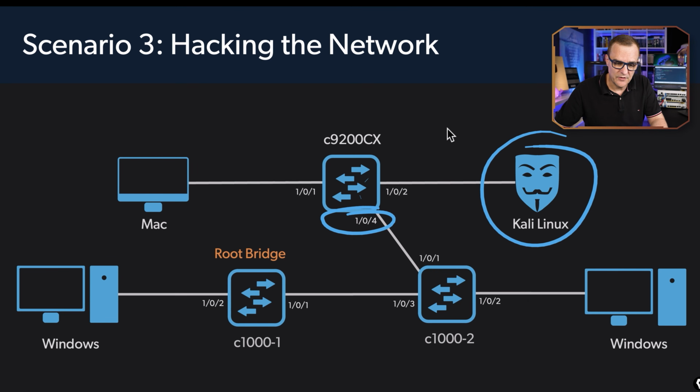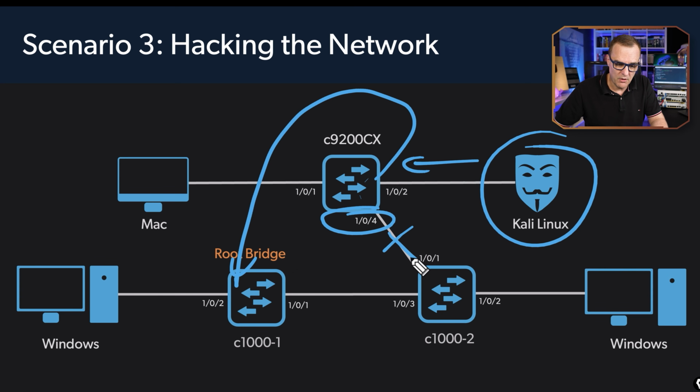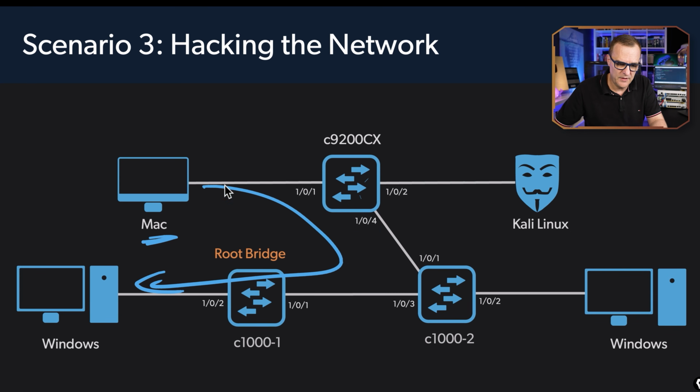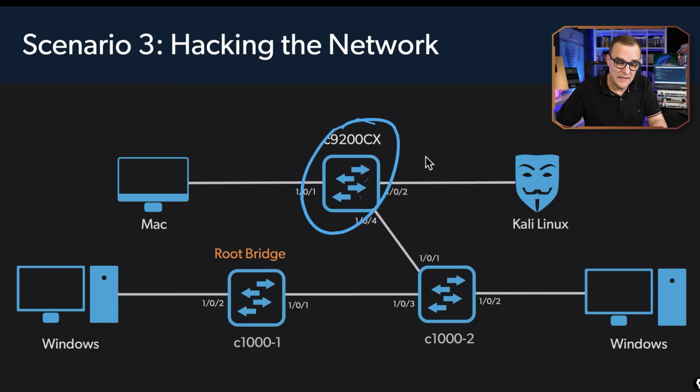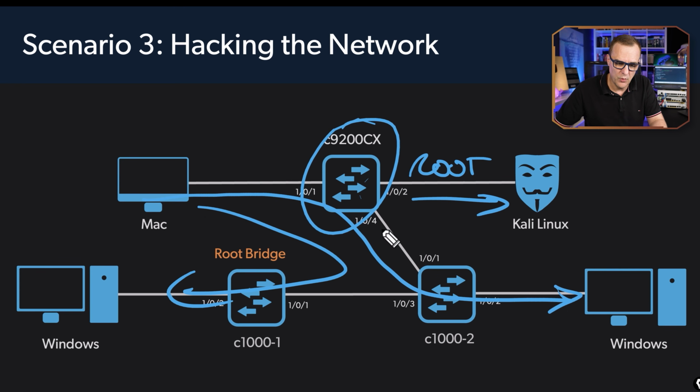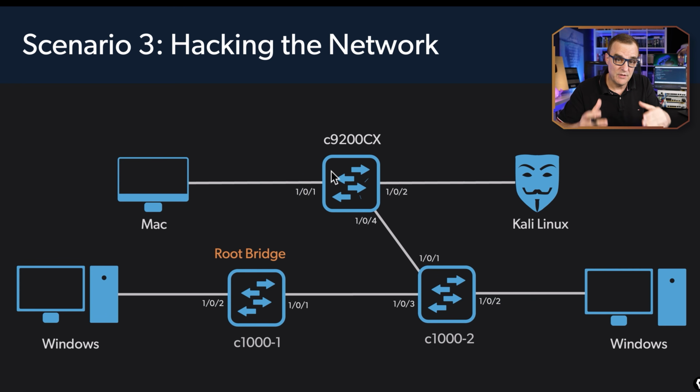But Kali Linux is now going to send BPDUs saying that it has a better path to get to the root bridge. So basically, we're going to tell this switch to use that path to get to the root bridge, which means it should block this port because it has a better path to the root bridge. In other words, it'll cause problems in the network. If this Mac sends traffic to this PC or to that PC, it's not going to be able to send that traffic successfully because this port is now blocking. So we're going to essentially break this network.